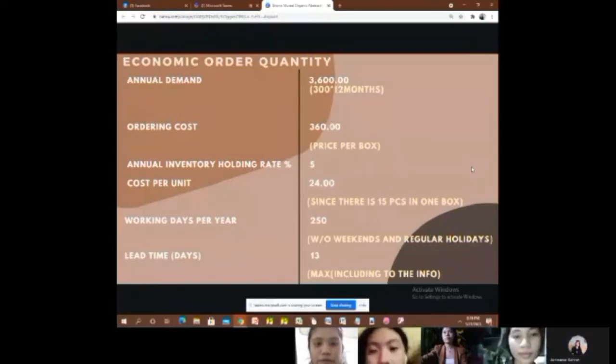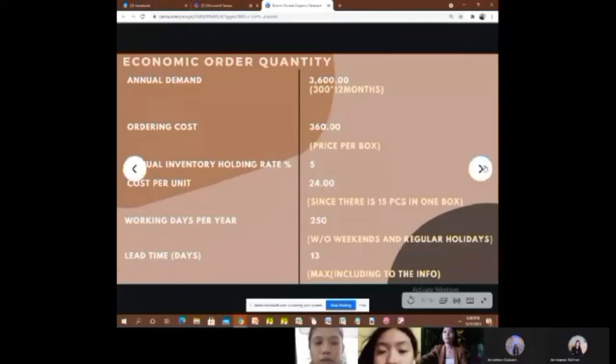So as you can see, the annual demand is 300 that will be multiplied by 12 months. So we have 3,600 and our ordering cost is 360 per box. Annual inventory holding rate is 5% and cost per unit is 24 pesos since there are 15 pieces in one box. Working days per year is 250 without weekends and regular holidays. Lead time is 13 since according to Mr. Hakaba, he always experiences delays in delivering the products within 8 to 13 days, so we choose 13 as max.